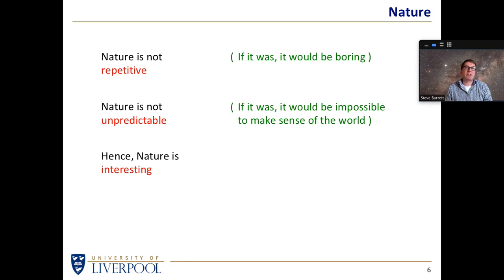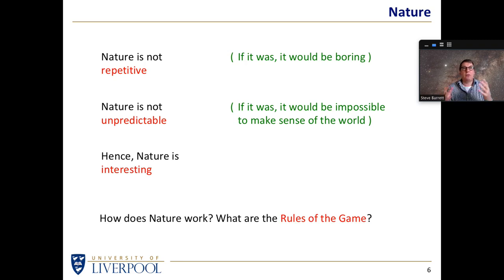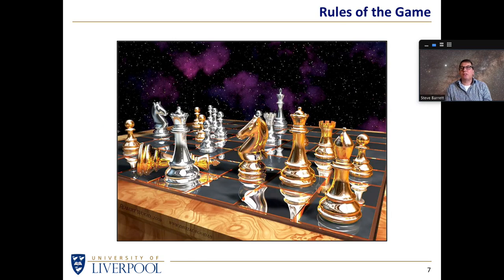Nature is interesting. And we can ask ourselves, how does nature work? How does the universe work? What we're trying to get at are, what are the rules of the game that tell us this is how the universe works? So for instance, if we were thinking about this particular game here, if we didn't know what chess was, if we were an alien civilization and we took this picture of a chess game, would it be possible to work out what the rules of the game are just by looking at that picture?